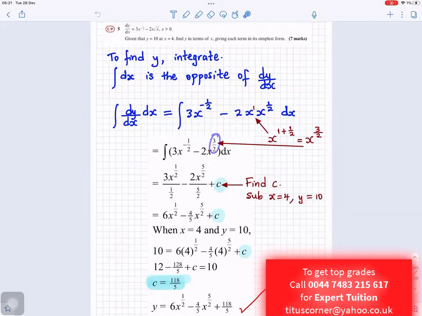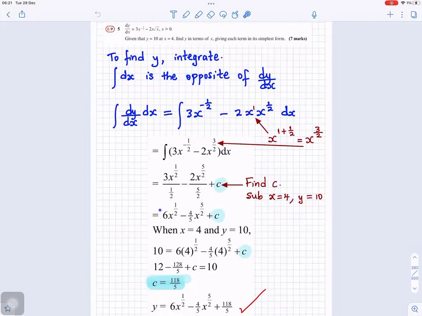3 over 2 plus 1 gives you 5 over 2, and you divide by the 5 over 2. And don't forget to add c. So when you simplify 3 divided by a half, it gives you 6. Minus 2 divided by 5 over 2 gives you minus 4 over 5. And when you add c, we need to find c.